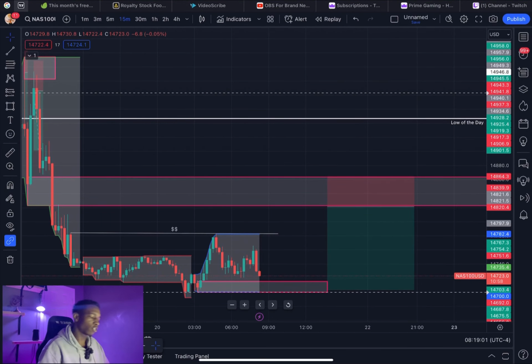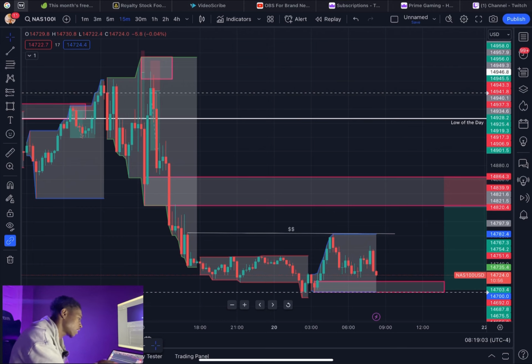Let's go on the final one, US 30. US 30 is a big guy, so I really like to pay attention to this one because it does a lot of fake outs. NAS and S&P will trick you too, but just not like US 30. That thing is like a different beast.